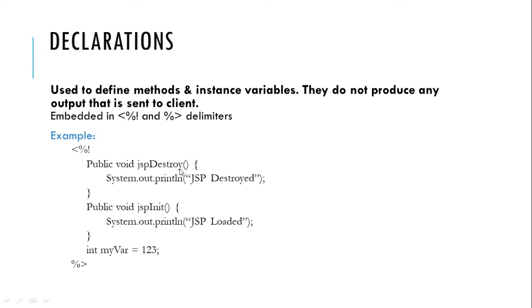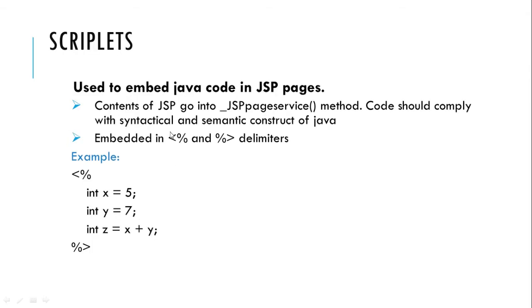When we put something in a declaration, this is not used for sending output to the client. This is mainly for defining a class, a method, or variables. We use the tags given here, and we embed that in delimiters like this. Scriptlets is wherein you put the actual Java code, and we embed Java code using tags like this, the delimiters. I've given an example here.